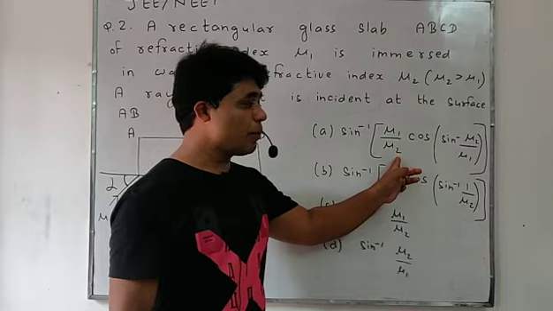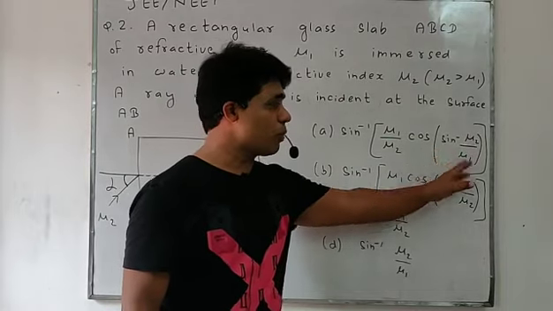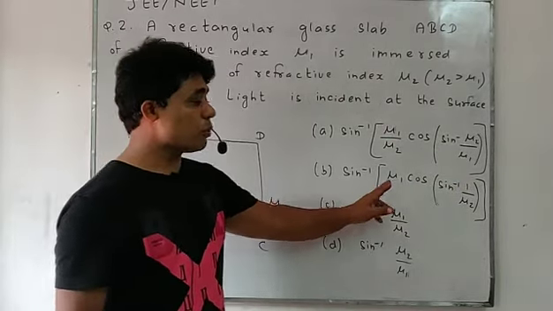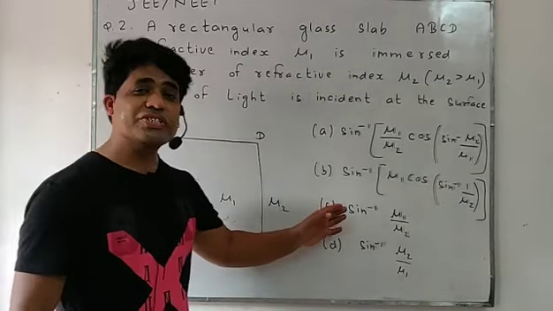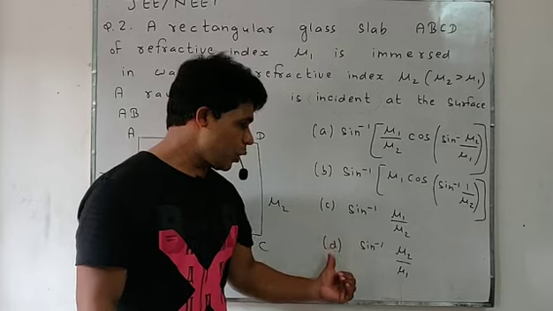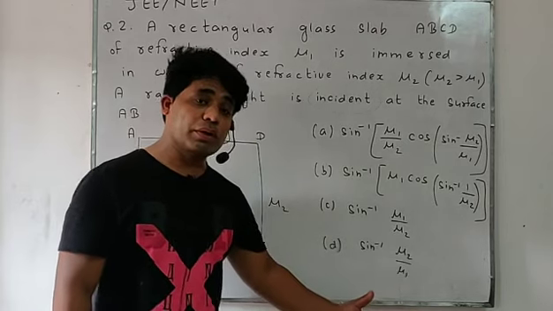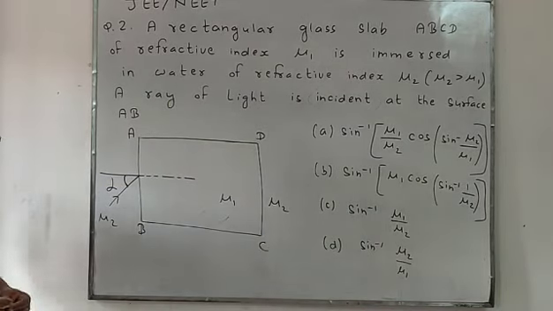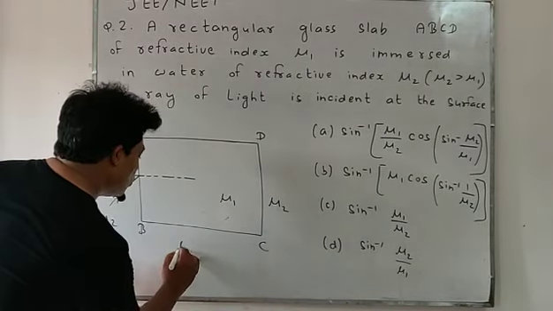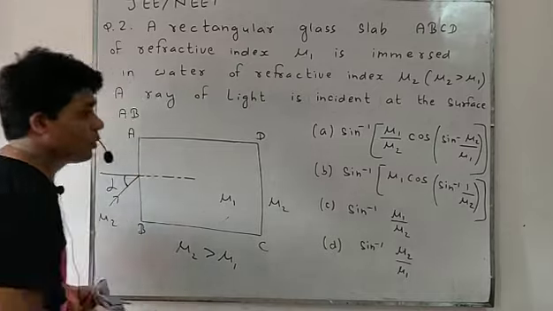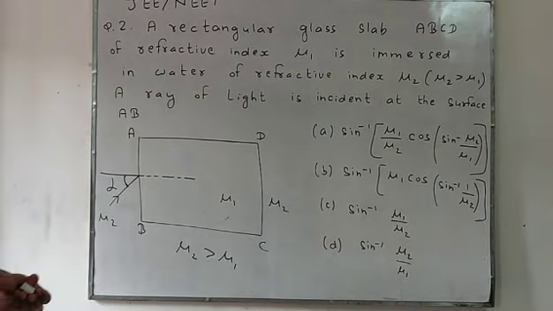Option A: sin inverse of mu1 by mu2 times cos of sin inverse of mu2 by mu1. Option B: sin inverse of mu1 cos of sin inverse of 1 by mu2. Option C, sin inverse mu1 by mu2. And option D, sin inverse mu2 by mu1. We define this angle alpha. So look students, one condition we are given, mu2 is greater than mu1. Okay students, so let's start the numerical.